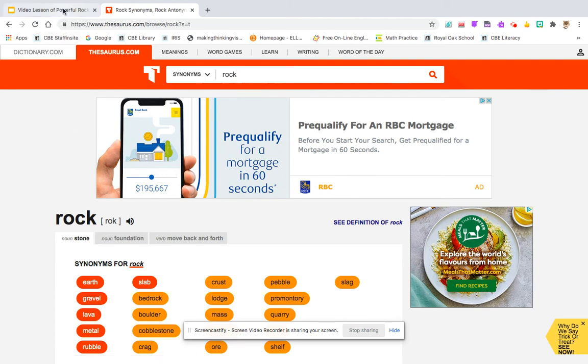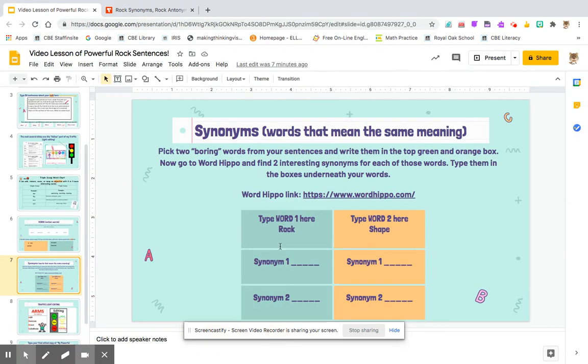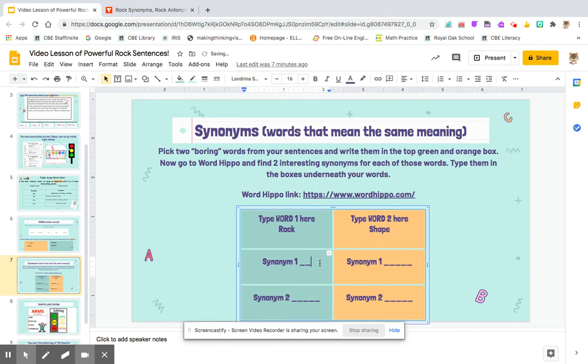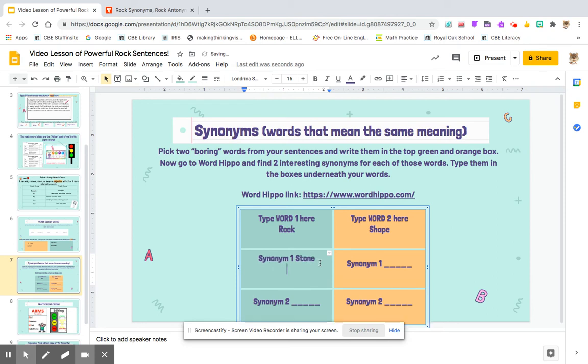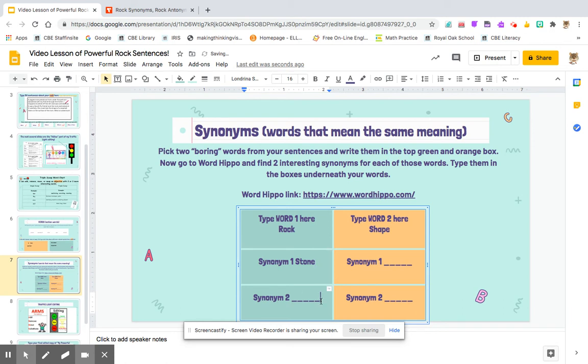So I'm going to go back in, and synonym number one, I can put stone. Oops. And synonym number two could have been rubble. And of course, I'm going to pick stone for that one.